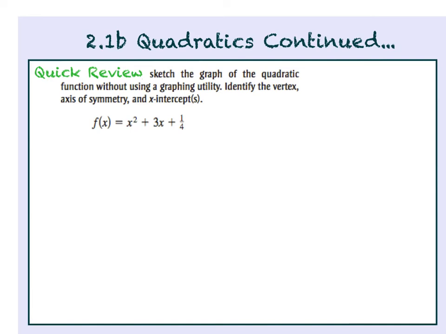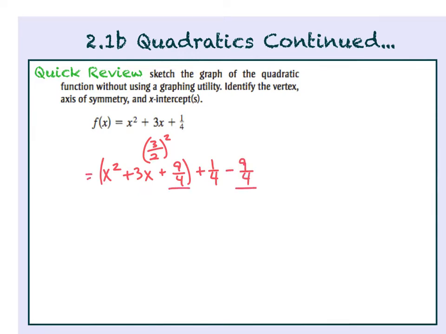So on this one, we take our 3 and do what? Divide by 2, and then we square it. So now I have x squared plus 3x, and then plus what? 9/4. All right, did I add 9/4? I did, so I'm going to subtract 9/4.